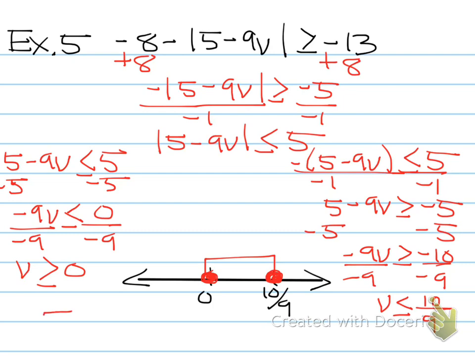So that's our solution. To write the solution using interval notation, we want a square bracket next to 0, and then that interval will go to 10 over 9, and a square bracket after 10 over 9.